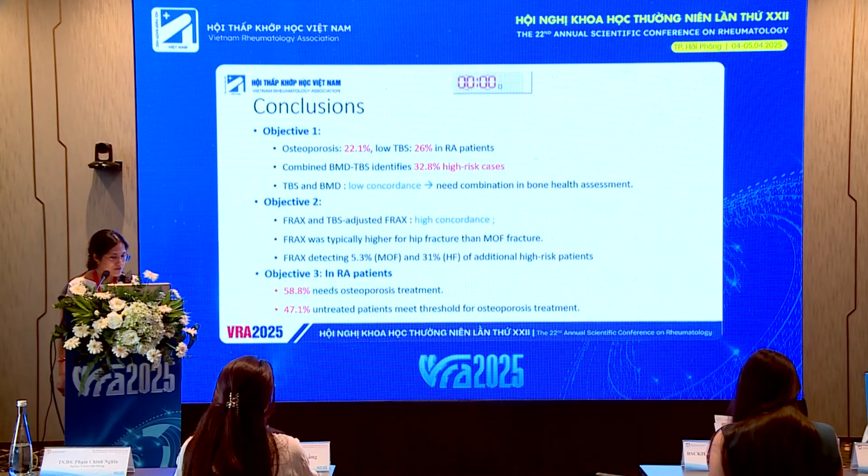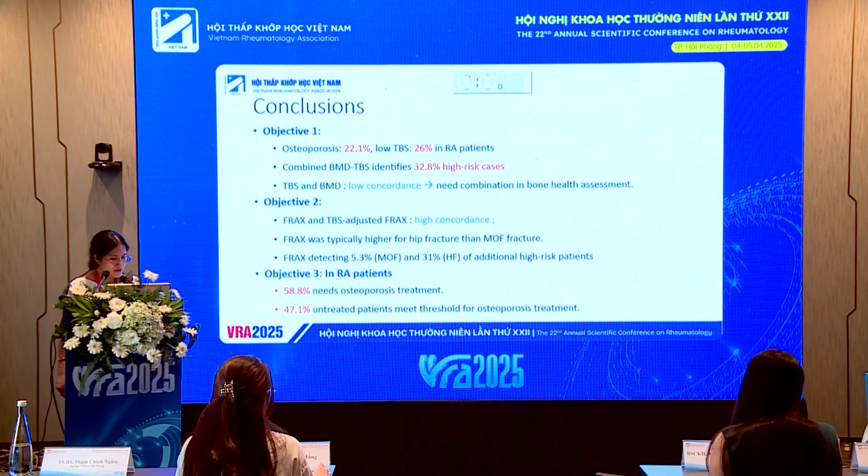we can identify 32.8% high-risk cases, and we need the combination of TBS and BMD for bone health assessment. And FRAX and FRAX adjusted have very high concordance together, so we don't need to use TBS-adjusted FRAX. And if we use FRAX, we can detect a lot of patients at high risk for hip fracture.